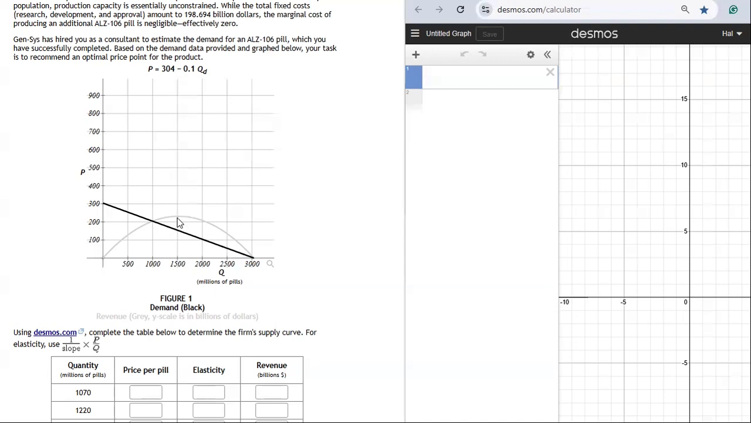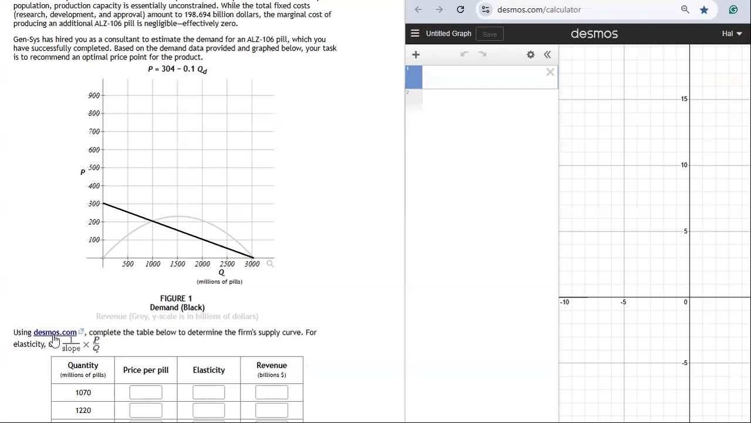So when you're reading this gray curve, this peak here happens at around $225 billion. At that same quantity, that gives us $225 billion. The price is about $160 per pill. So you can think of this as the revenue axis, but you have to multiply it by billions. And it's actually the price axis in dollars per pill.